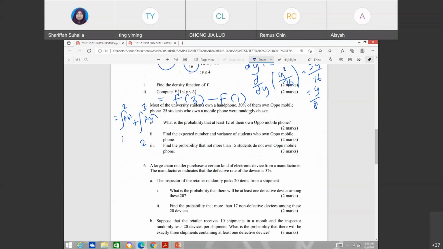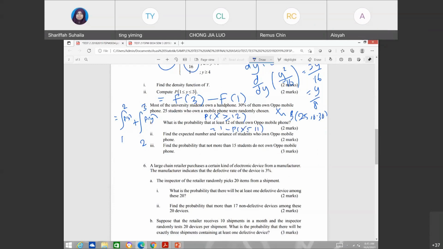Your pi is 0.3, your n is 25. So what is the probability that at least 12? So again, you have probability X greater than or equals to 12. Find from the value, you have your X is binomial, apa taburan dia, 25, 0.3, and 25 is still in the table. So at least 12 means just 1 minus probability X less than or equals to 11. So find from your stats table.